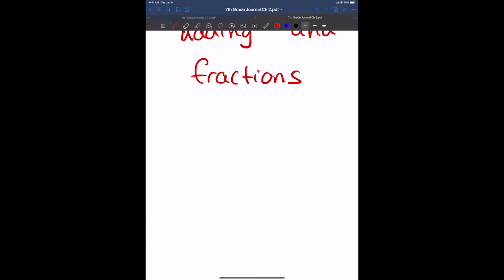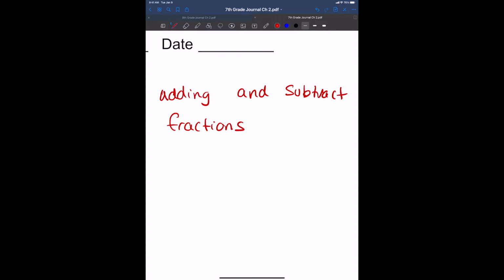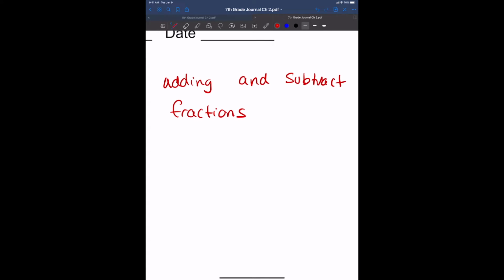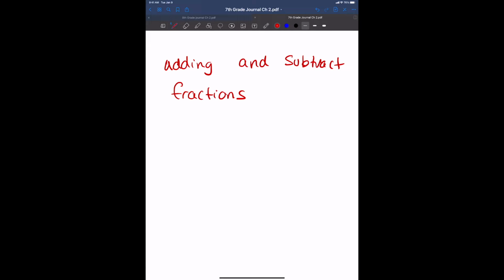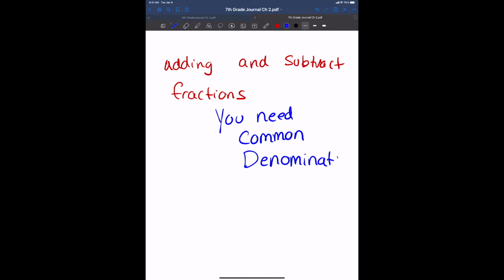Do you guys remember a special rule about when you add and subtract fractions? What do you have to have to be able to add and subtract fractions? Denominators. Wonderful. Adding and subtracting fractions, you need common denominators. The denominator is the bottom number. You have to multiply things around to make them the same number. How many of you guys are now remembering what a common denominator is and how to do it?